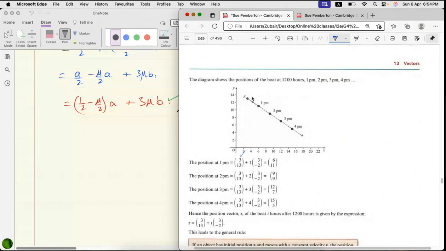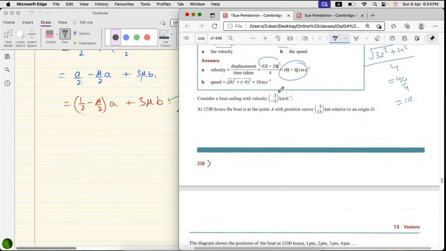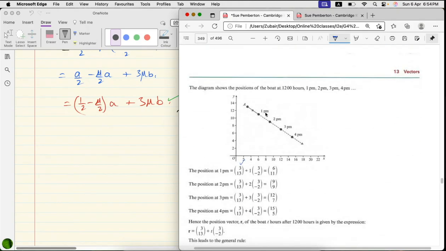So at 1 p.m., that is 1 hour later, and the velocity is given as 3 minus 2 kilometers per hour. So every hour, x moves 3 units to the right and y moves 2 units down. So this was 3, 13 already. So 3 minus 2. 3 units to the right will be 3 plus 3 is 6. 13 minus 2 is 11. So this is 6, 11. Then another fall of 3 minus 2: x 3 units to the right and minus 2 is 9. So 9, 9, and so on.